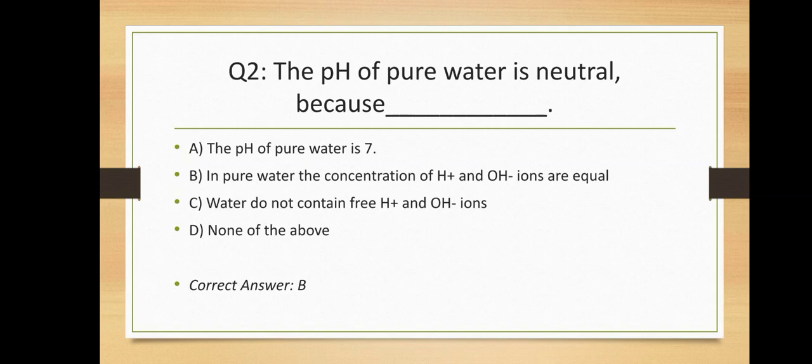Look, why is the pH of water neutral? The main reason behind this is in pure water the concentration of H plus ion and the hydroxyl ions are equal, same. That's why the pure water pH is neutral, or 7. So the correct answer of this question is B, not A. The pH of pure water is 7. Actually in this question the reason is asked, why the pH of pure water is neutral. So option B is the correct one.